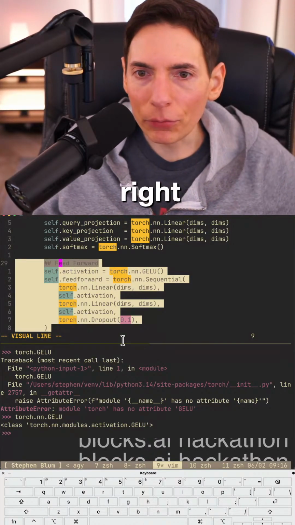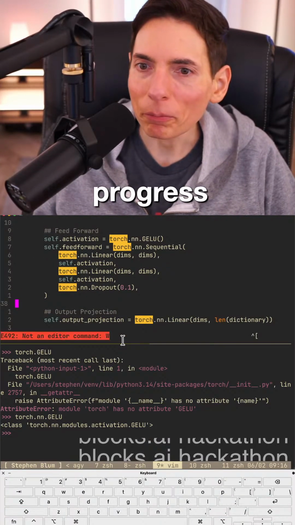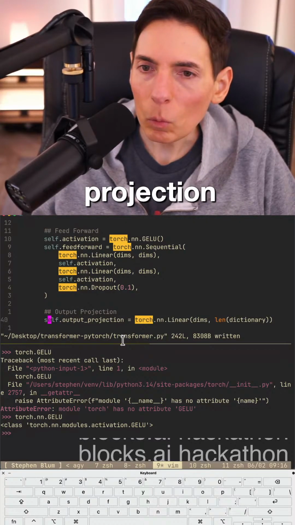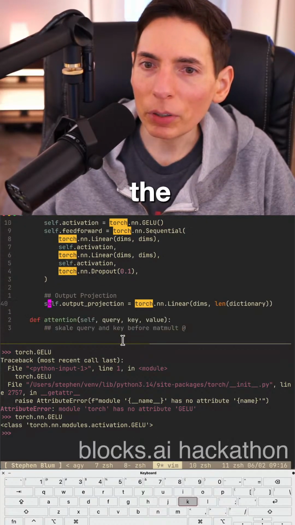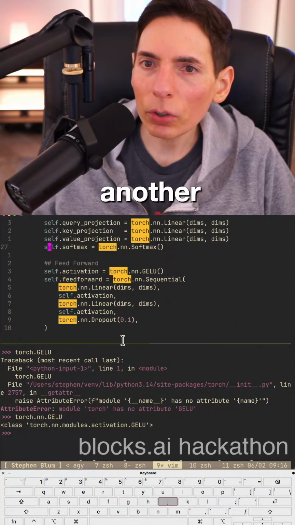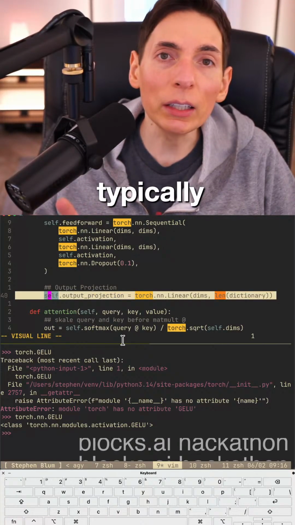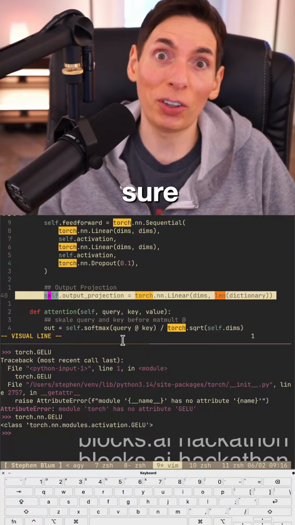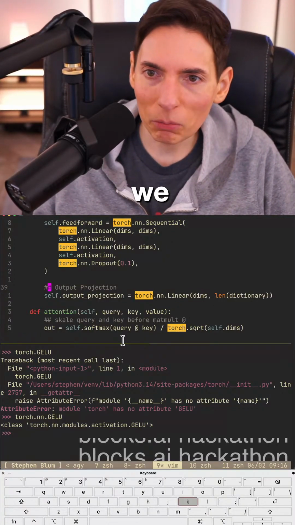All right, 15 minutes to go. We've made some progress. We've got an output projection. Okay, this is going to give us the potential. And then do we want another softmax here? Typically during training you do. On inference, I know you don't for sure. There's no need to have softmax during inference. However, I think we can keep it thusly.